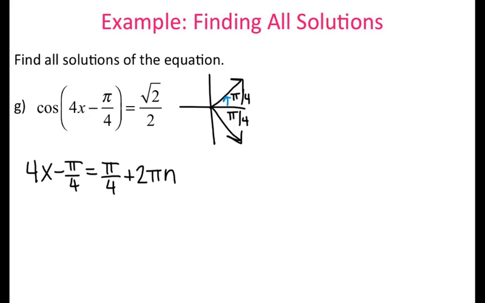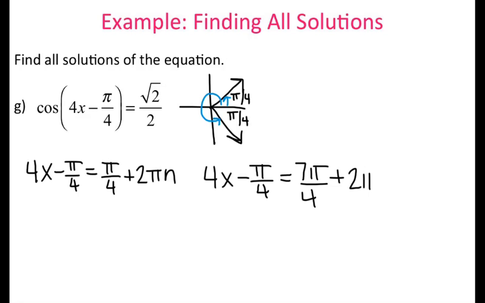And I'm going to write it again, but again, instead of theta equals, I'm going to write 4x minus pi over 4 equals my second angle, which is going all the way around to the fourth quadrant, and that is at 7 pi over 4 plus 2 pi n. So again, I didn't do theta equals, I did this equals, because essentially you're substituting that in for theta.